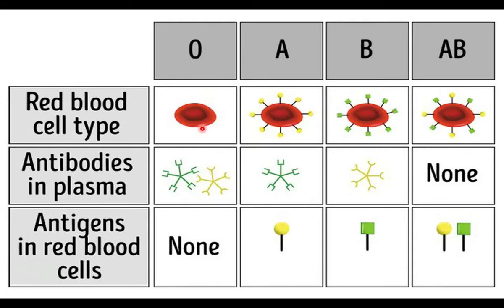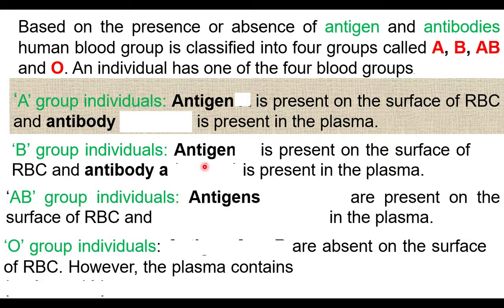So the presence or absence of antigens and antibodies helps us to recognize the O, A, B and AB blood groups. Based on the presence or absence of antigens and antibodies, human blood group is classified into 4 groups called A, B, AB and O. An individual has one of the 4 blood groups.